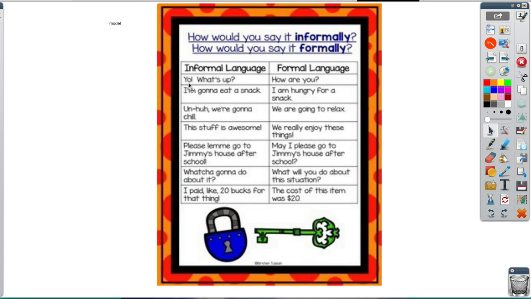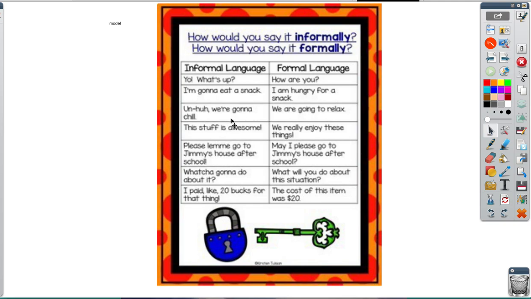Informal would be, yo, what's up? While formal would be, how are you? You would probably say, yo, what's up to a friend, but you would probably say, how are you to an adult or a teacher. You could say, I'm gonna eat a snack, real informally with your friends at recess. Or, I'm hungry for a snack when it's snack time and you're in class with your teacher, Miss Pipitone. You could say, we're gonna chill, or we are going to relax.